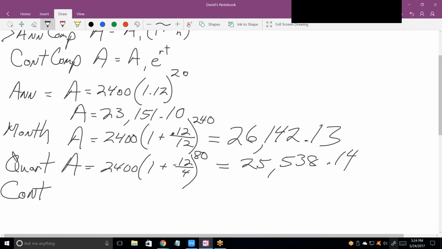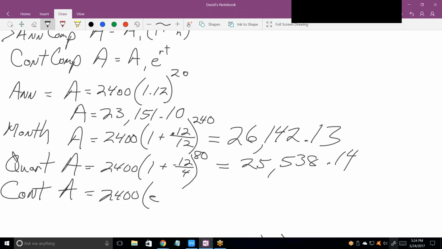Give me the equation for continuous with everything plugged in. 2,400 e to the power of 0.12 times 20. Okay, good. 0.12 times 20 is 2.4. So let me erase that and write 2.4. Now it's a little easier. Come up with that number. That should be the biggest number yet.